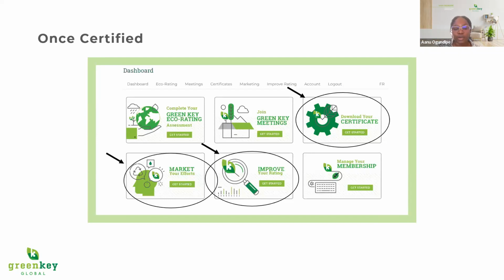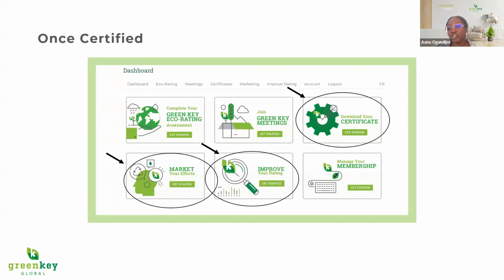Now, once you're audited and certified, you of course have access to the dashboard, where we have provided you with tools for you to essentially market your efforts. You can get all sorts of tools for your websites or even your newsletters to let people know what you're doing sustainability wise. We also have some tools for you to improve your rating. So if you have taken your assessment, but you don't want to move on to your audit yet because you would like to improve your rating, we also have this great tab for you to go to see what your options are for improving your ratings.